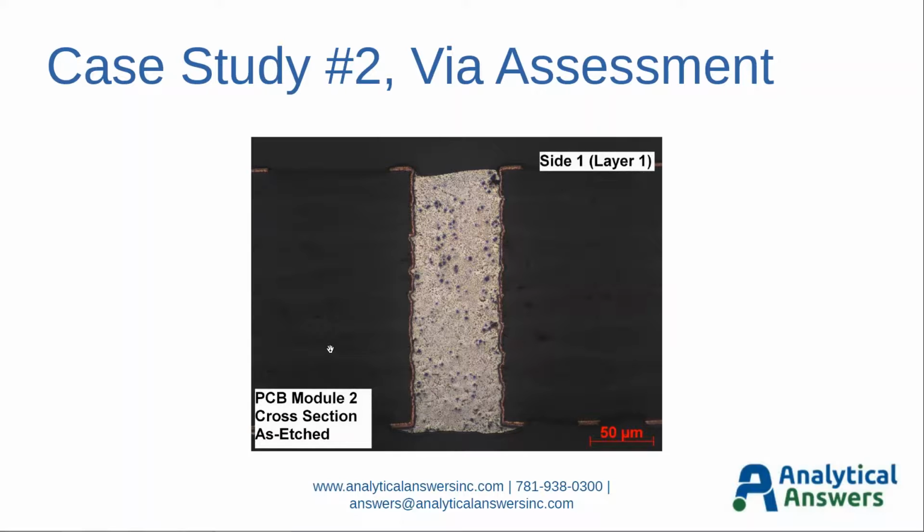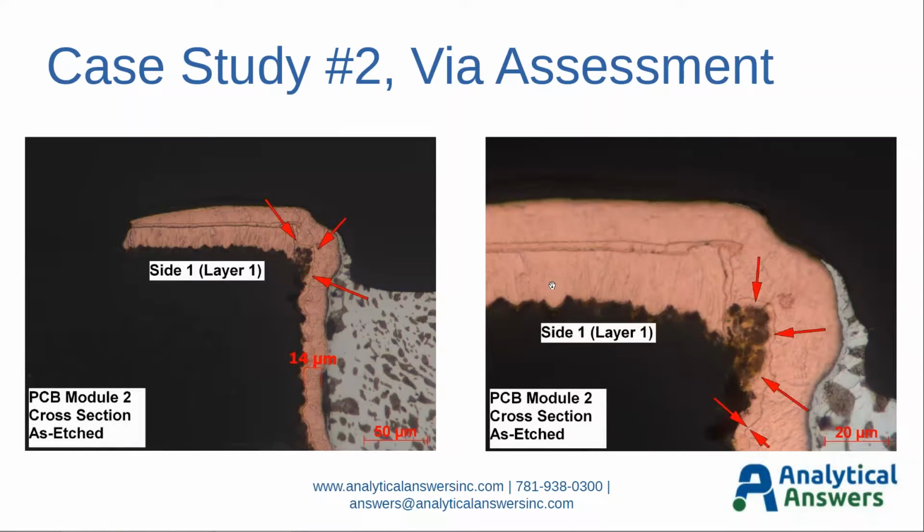So here's that via in the as-etched condition, and here's that same region that we looked at before in the as-polished condition. We saw this defect in the as-polished condition, and it is now in the as-etched condition. We can see I've got that indicated here, and we can see a higher magnification image here. So a couple of things of note here.